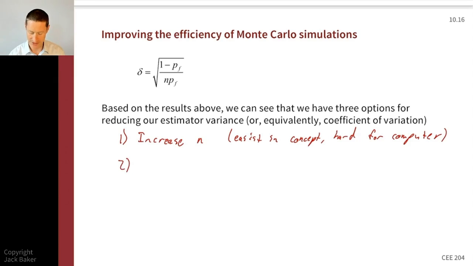A second strategy, which is the one we're going to talk about next, is increase the probability of failure. Looking at that formula, the probability of failure in the numerator doesn't really play much of a role because it's still very small. The bottom one, if I can double the probability of failure here, has the same role as doubling the number of samples I've got. So that's an interesting strategy.